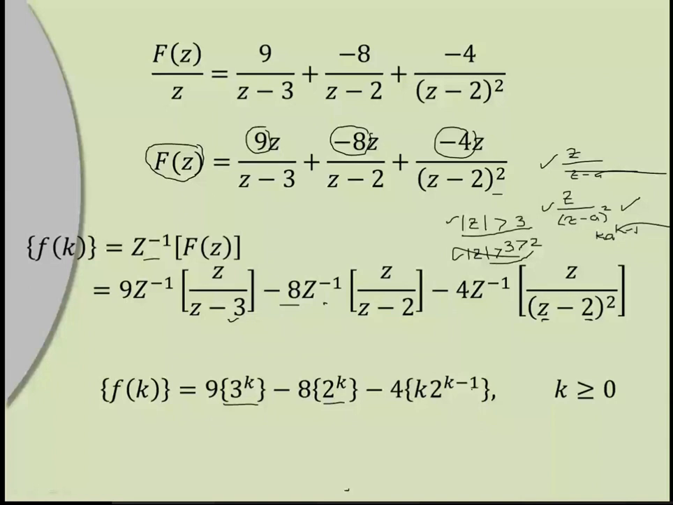And for all these terms, k is greater than or equal to 0. You can check the condition of k in the formula. So for both these terms, k is greater than or equal to 0. So this is the answer. The inverse z transform is f of k equals 9 into 3 raised to k, minus 8 into 2 raised to k, minus 4 into k into 2 raised to k minus 1.